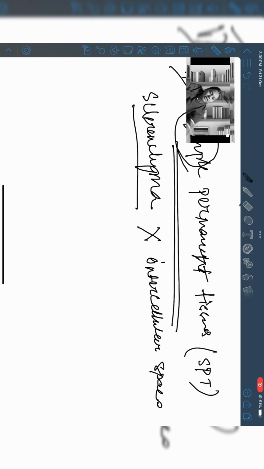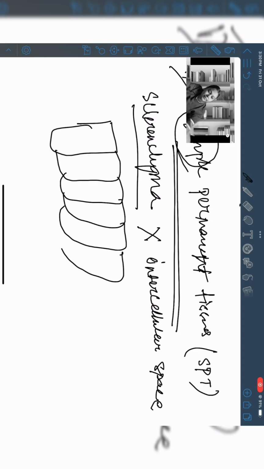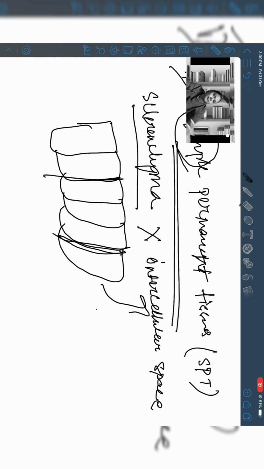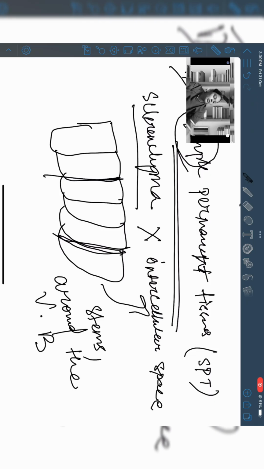And the sclerenchyma tissue that is present over the seed or in the seed coat protects them and provides the plant their required strength.